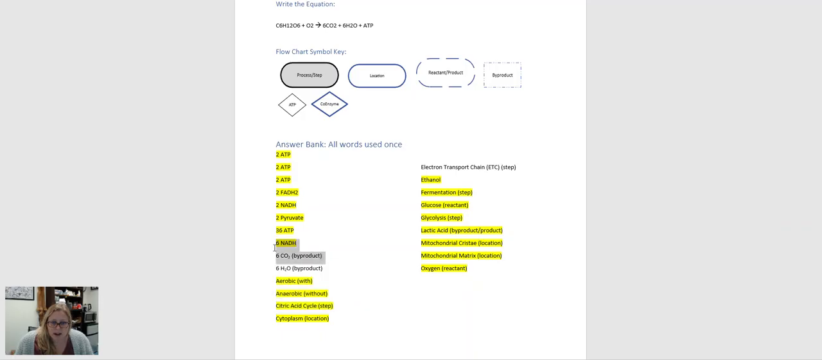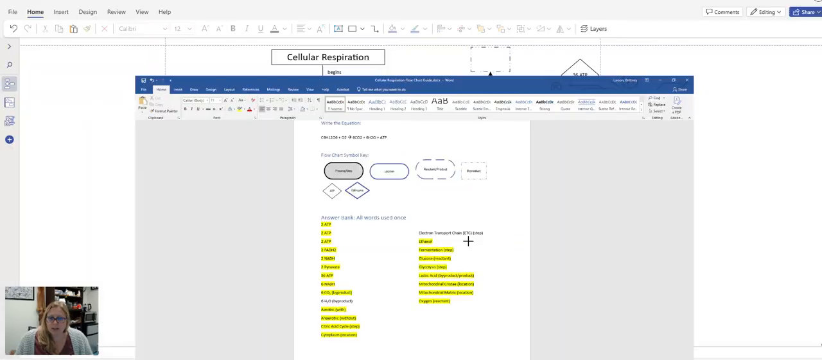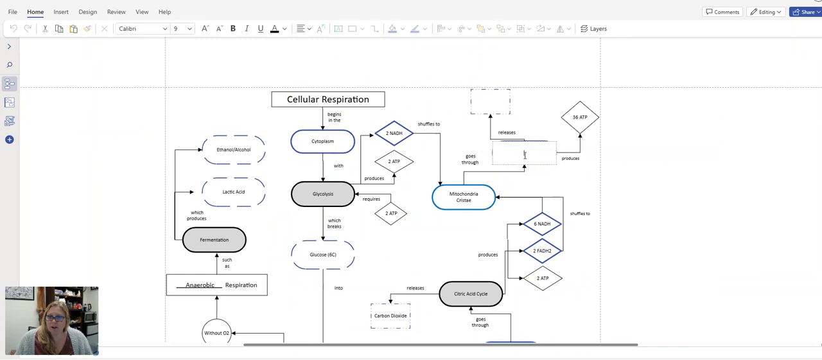We can clear out carbon dioxide, and that leaves us with the electron transport chain, which I identified as a step, and water. So again, here we have our last step of the ETC, the electron transport chain, which is producing ATP and water as a byproduct, which is why it requires oxygen.